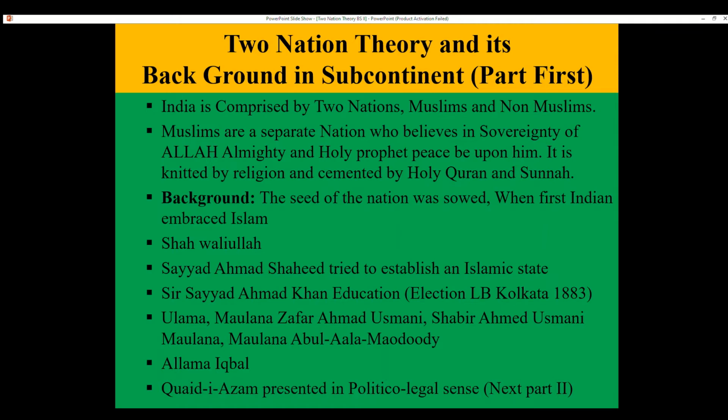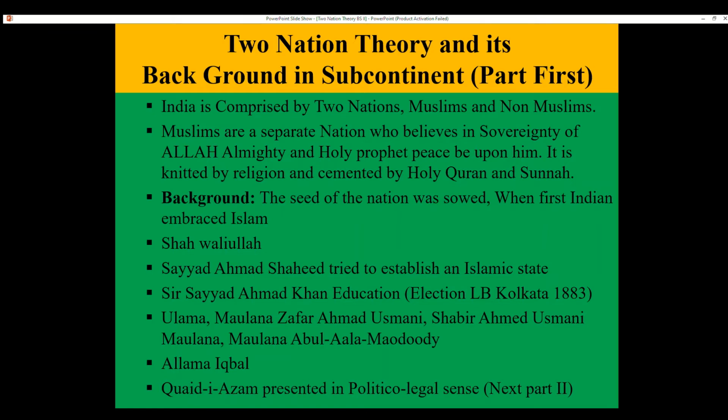Sir Syed Ahmad Khan also talked about separate election. This was the time of the 16th and 17th centuries, when new ideologies were springing up in the knowledge of political science and economics, like nationalism, nation, democracy, capitalism, utilitarianism, communism, socialism, etc.